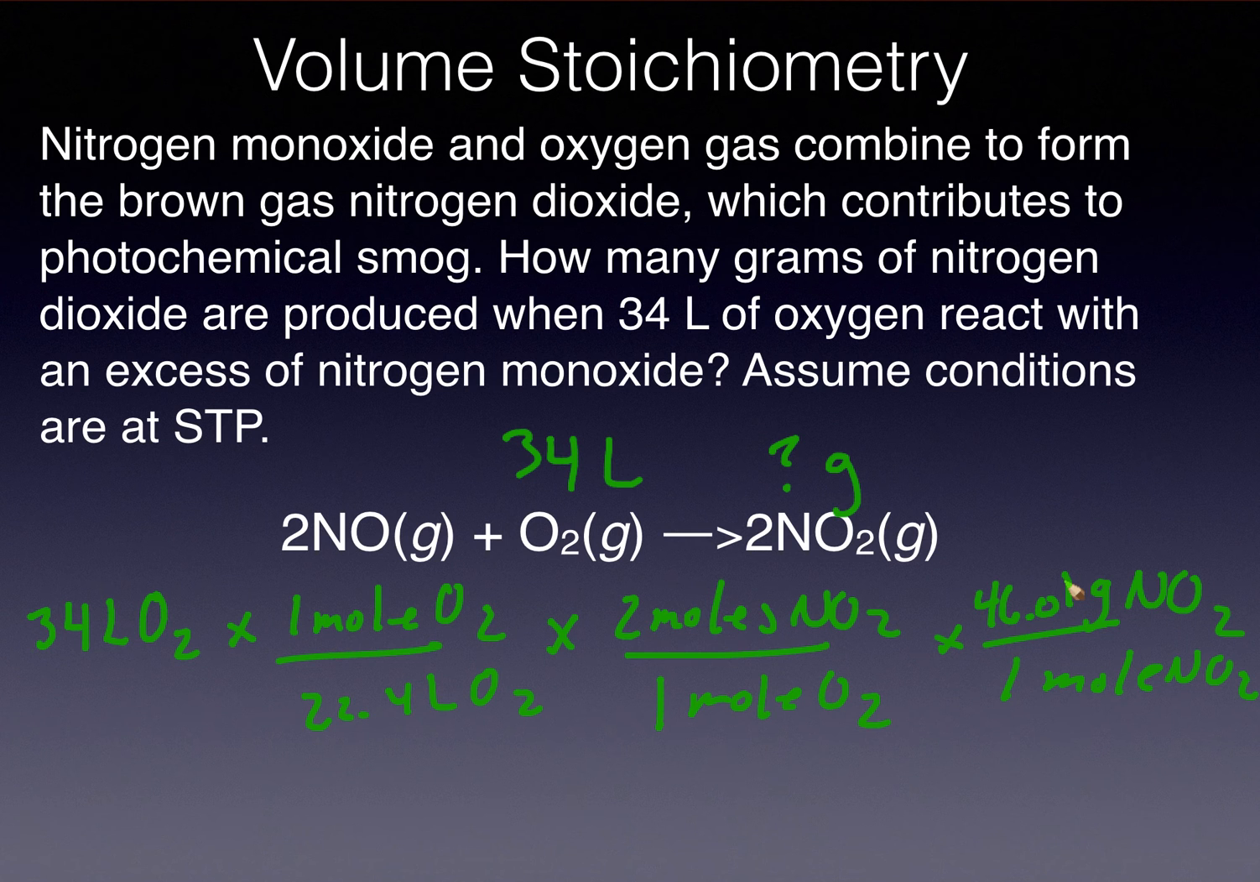So we plug this in our calculator. We have 34 divided by 22.4. It equals, times 2, times 46.01. It equals, and we get around 139.67 grams of NO2.